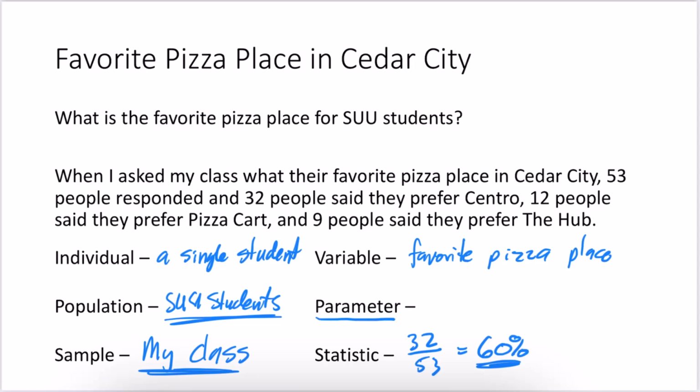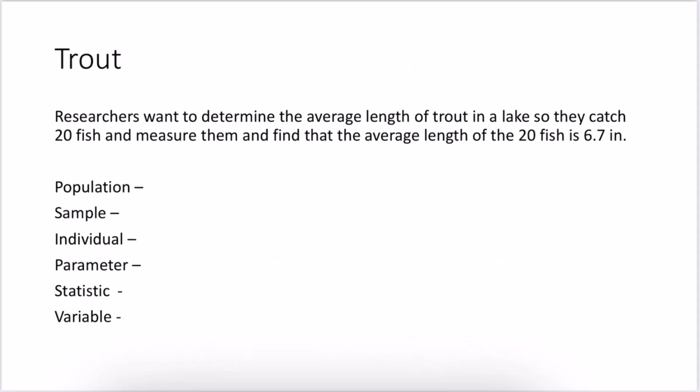But assuming that my sample is a fair representative of the entire population, then I can assume that the statistic that I find is going to be pretty close to the parameter that I would find if I were to actually survey my entire population. So why don't you try this example?